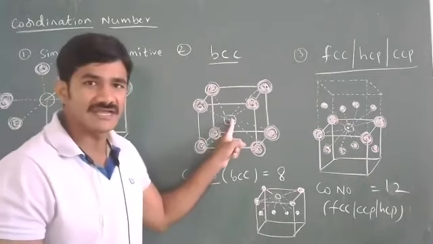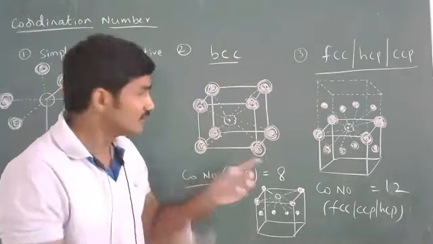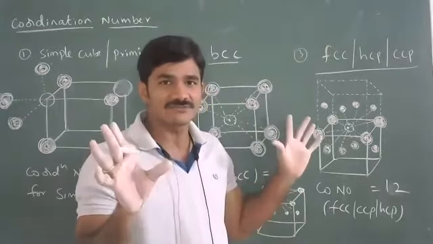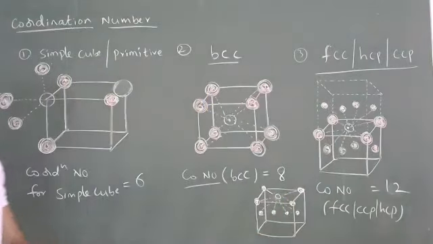Because in the body center we have an atom, this separates the atoms. In the face center we have an atom, this face center will separate and keep away the remaining corner atoms and faces. Okay. Is that okay?